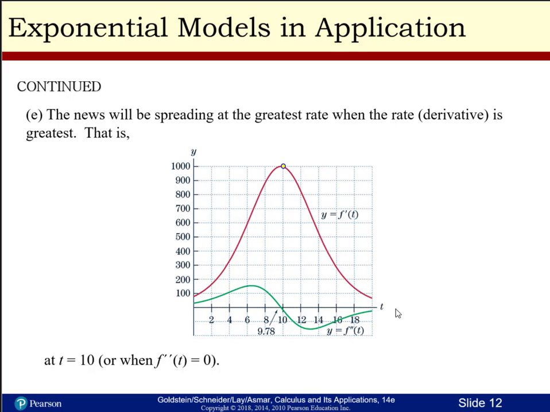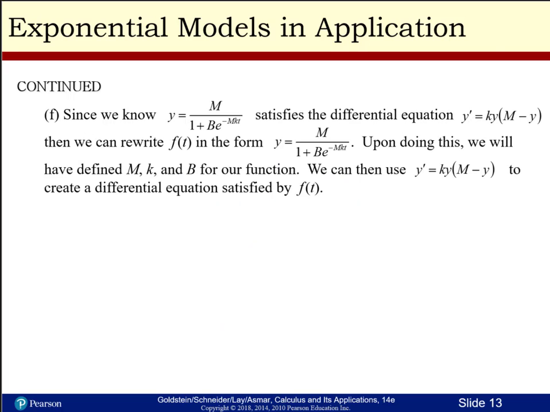The news will be spreading at the greatest rate when the derivative is the greatest. That is, when is the derivative rate the greatest? That's here at the maximum. We can set that derivative equal to 0 and solve for that, or we can also look at it on our graph and we can say that it's at t equals 10. That's kind of cheating, but we can figure it out that way too.